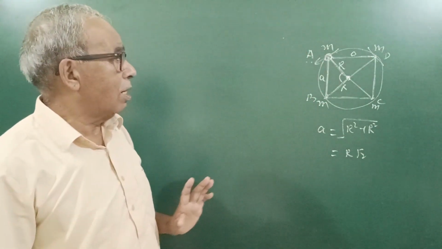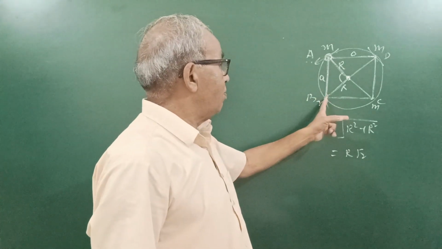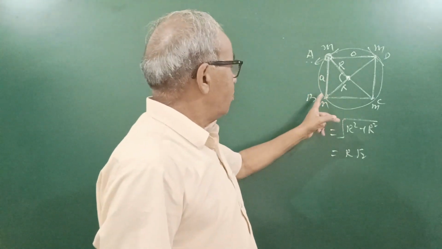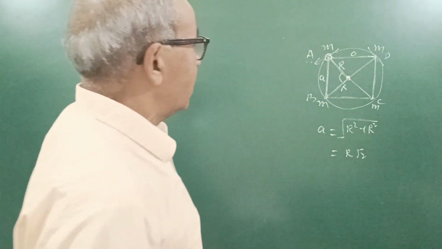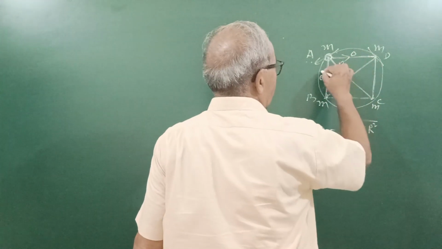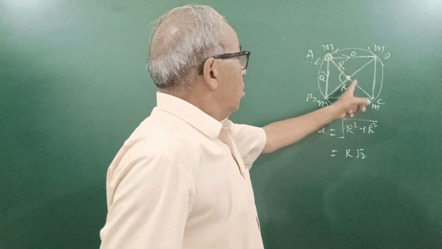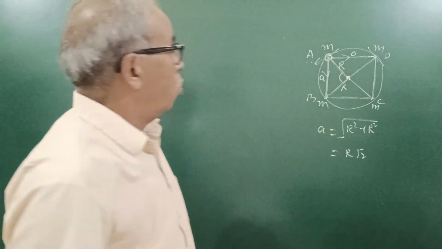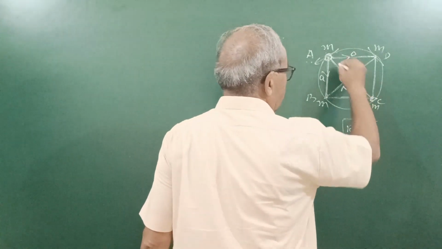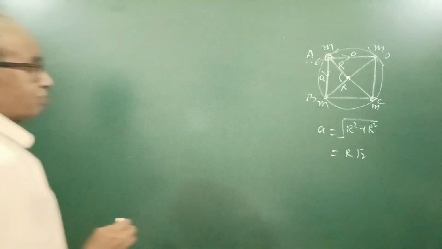This mass M is under the gravitational force due to the masses at B, D and C. Because the masses at B and D are at equal distance, the magnitude of force is the same, but their forces will be this way, and the resultant will be along AO. And the force due to the mass at C is in the same direction.